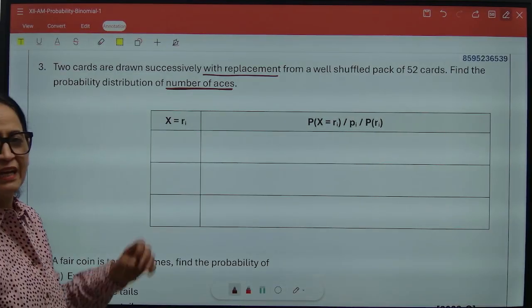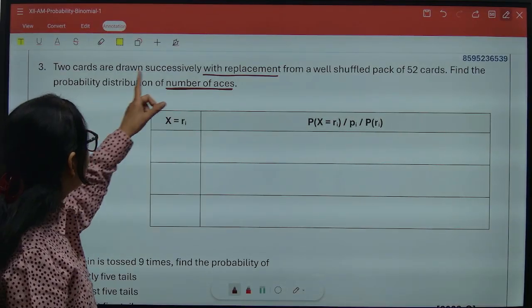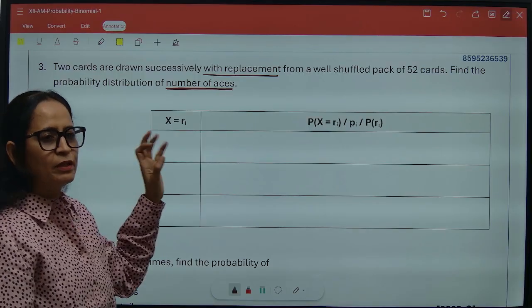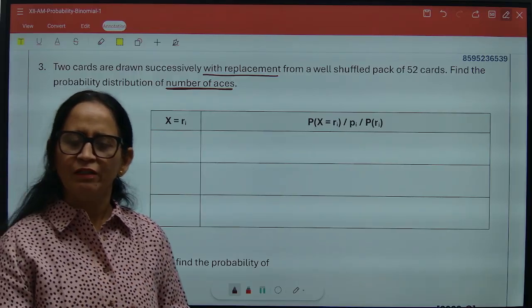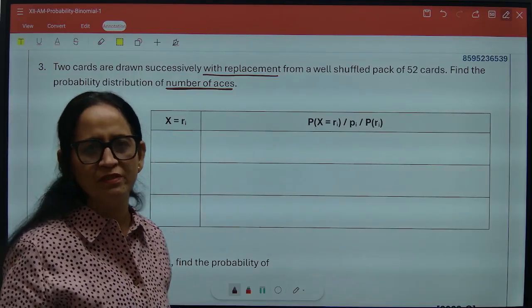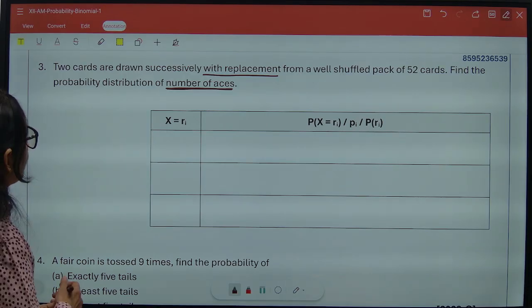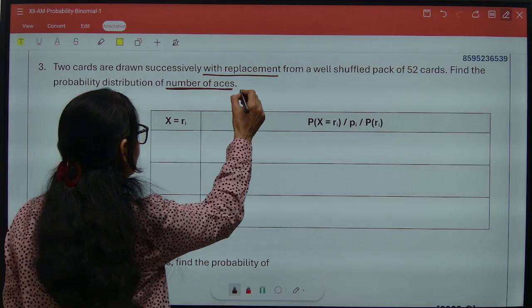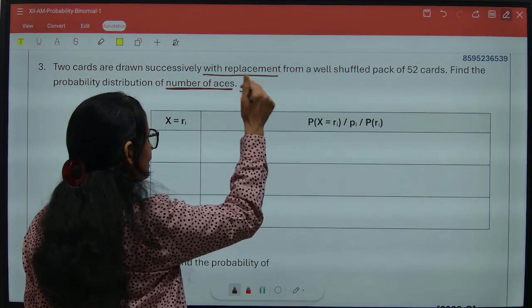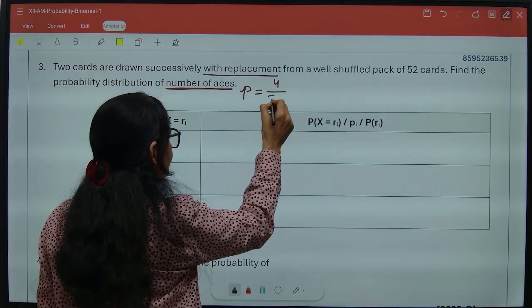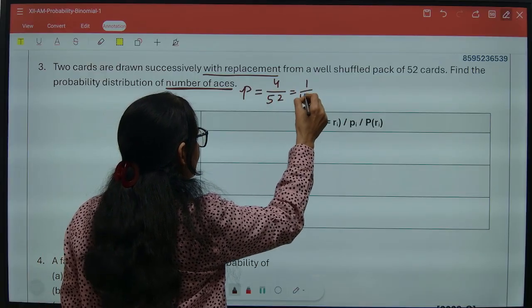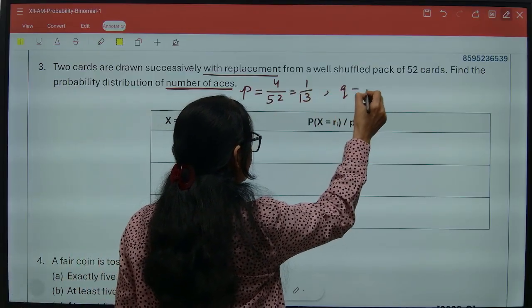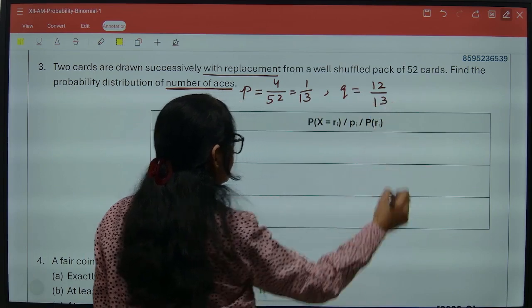So let x be the random variable representing number of aces. You have to write what x is. Whenever you are introducing any variable while solving a question, write what it is representing, only then move forward. Now what is the probability of success? That means the probability of getting an ace. And there are only 4 aces, so it is going to be 4 out of 52, which is 1 by 13. Now if p is 1 by 13, that means q is 12 by 13.